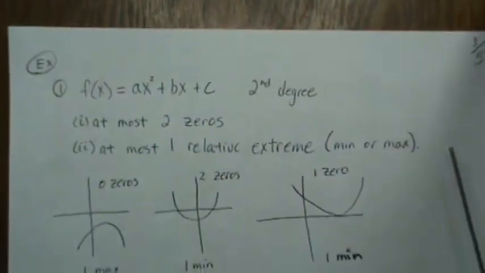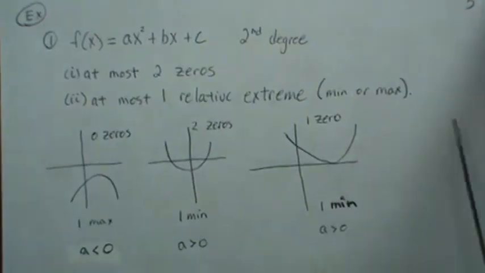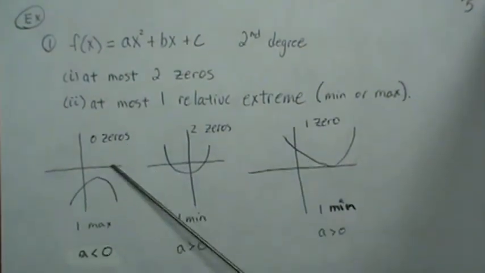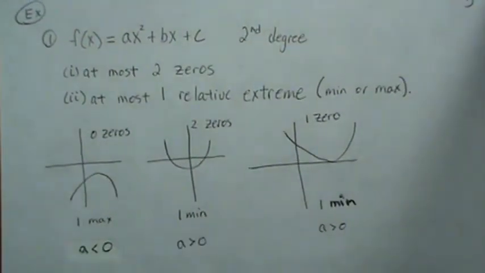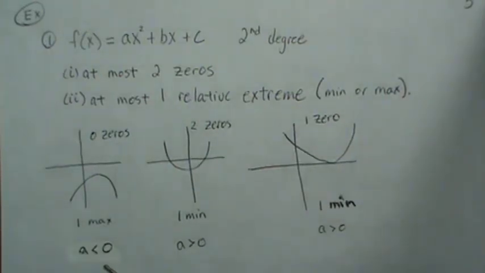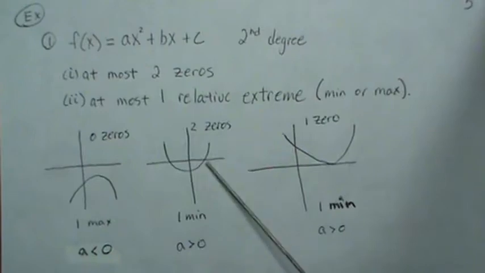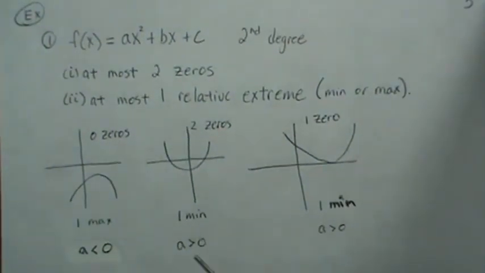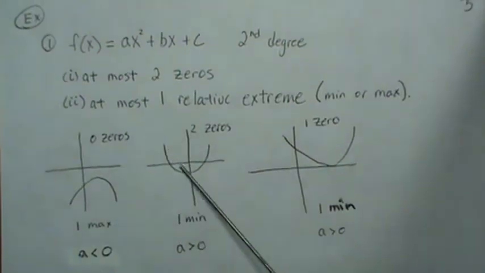So here are some examples. If this is a quadratic, it has 0 zeros. It doesn't cross the x-axis. It has one maximum, and the leading coefficient is negative. And if you go back, it means that it falls down this way. This one has 2 zeros, has one relative extrema, and it's a minimum in this case, and we know that the leading coefficient is positive.